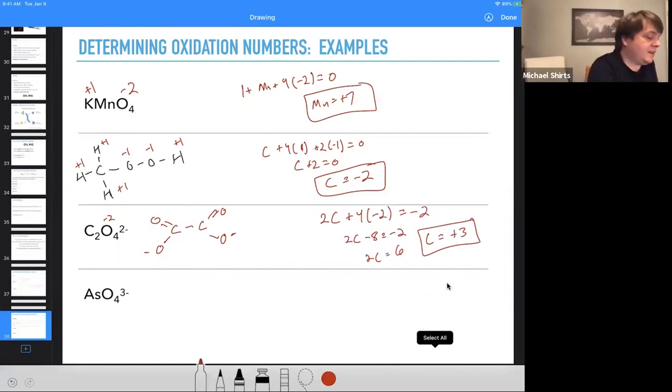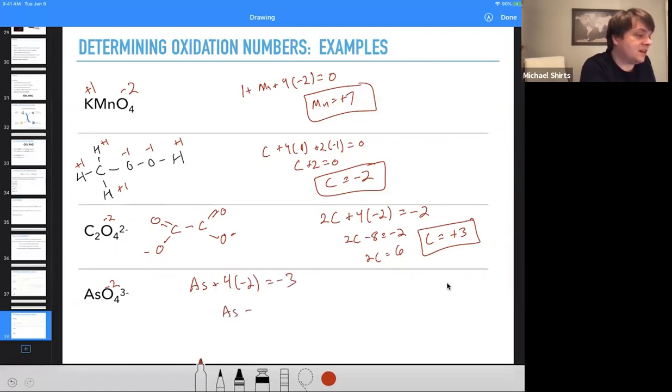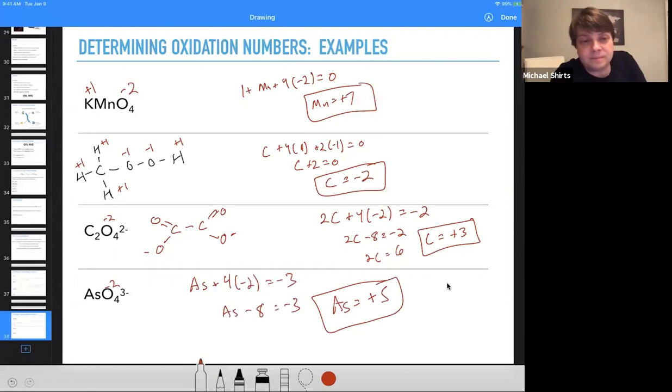Okay, here, the arsenate ion. We don't know the oxidation number of arsenic, but the oxygen should be -2 and the total is -3. Therefore, the arsenic plus 4 times -2, that's -8, equals -3. And so the arsenic in arsenate has an oxidation number of +5, because the total for the molecule has to be not 0, it's whatever the charge on that ion is.